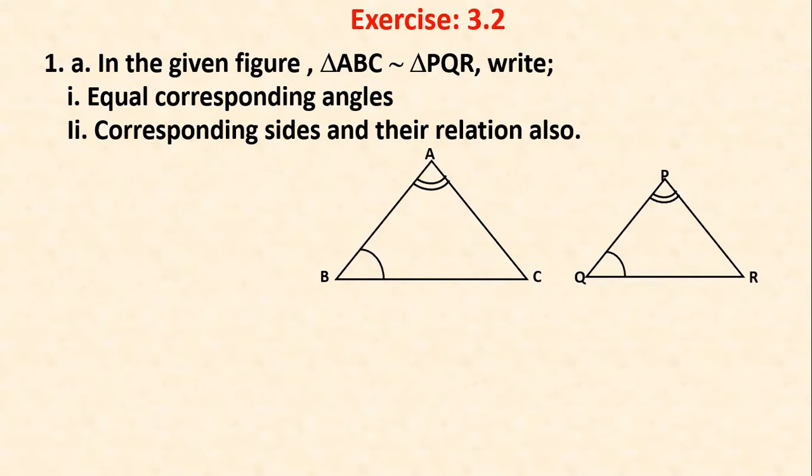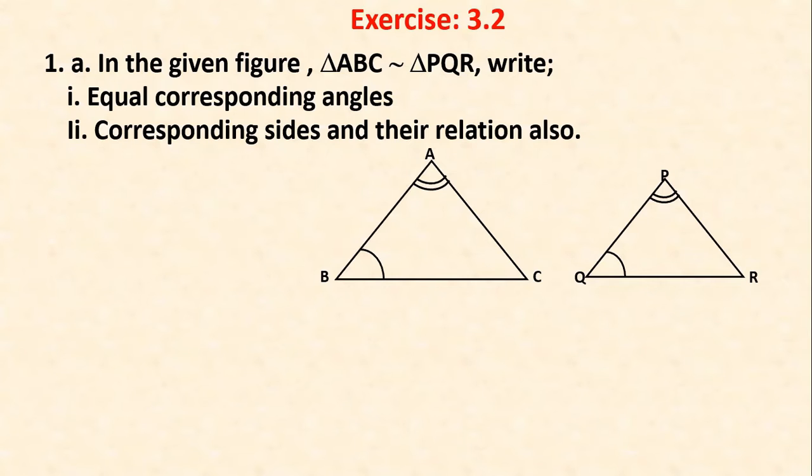Triangle ABC is similar to triangle PQR, right? What is our question? First of all, try to understand the question. In the given figure, triangle ABC is similar to triangle PQR, right? Number one: equal corresponding angles. And second: the corresponding sides and their relation also. Everybody, are you listening to me?